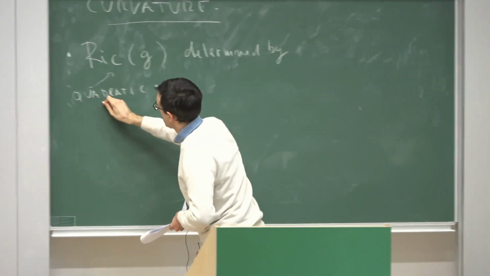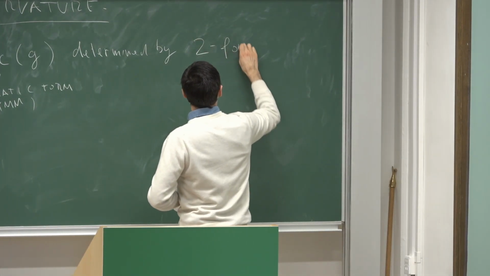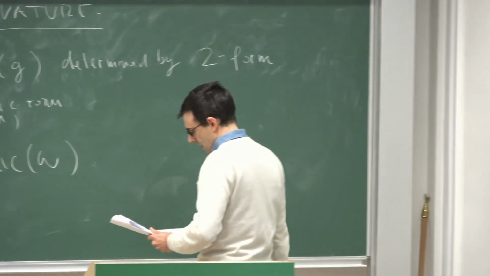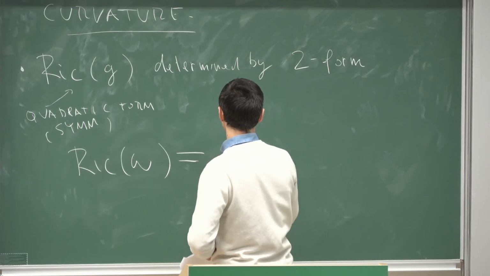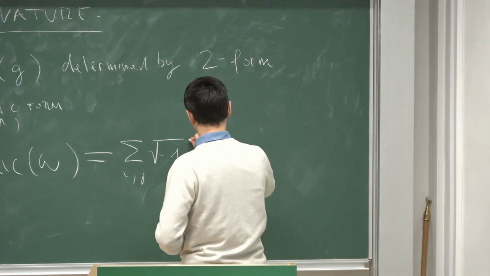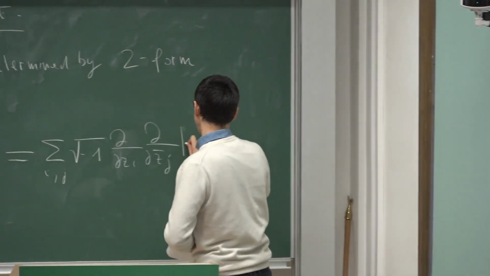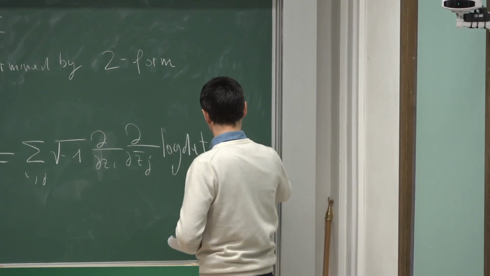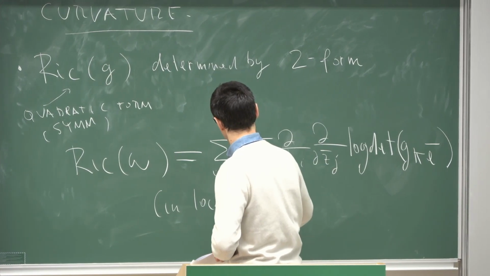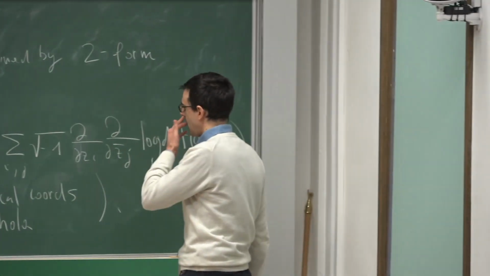And this is determined by something, this is symmetric quadratic. It's determined by something which is alternating, which is actually skew. It's a two form, which unsurprisingly you call the Ricci form, which you denote Ricci omega, and which you can show is given by this thing, with respect to any set of local holomorphic coordinates. Okay, so that's the formula.